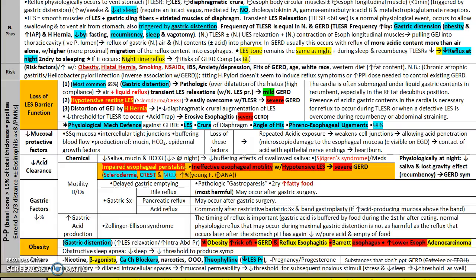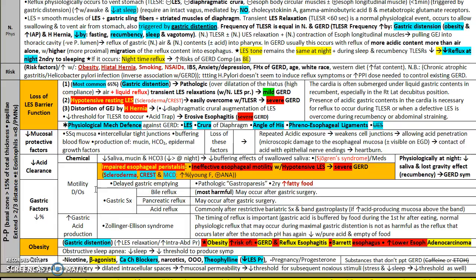Decrease of the acid clearance along with the other gastric factors. We have here three different mechanisms: chemical, through less salivation, less mucin, less bicarb, mainly at night. That will lead to decreased buffering effect of the swallowed saliva. An example for that is Sjogren syndrome, and using medications like anticholinergics.